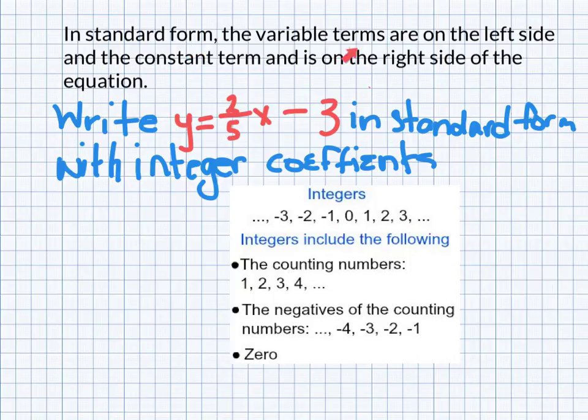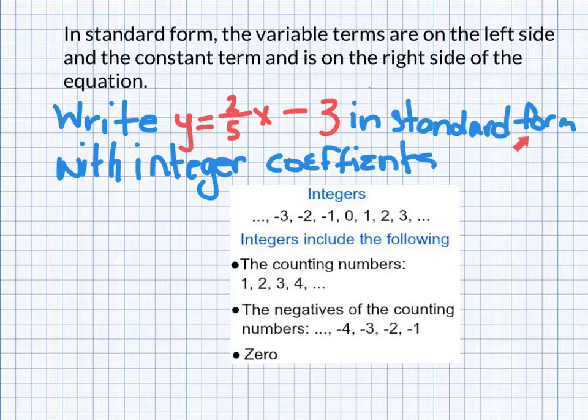So in standard form, the variable terms are on the left side and the constant term is on the right side of the equation. The plain number by itself is the constant term, and the variable terms with the x and the y are on the left side. So write y equals 2 over 5x minus 3 in standard form. You'll recognize this as the slope intercept form, with y on the left side.